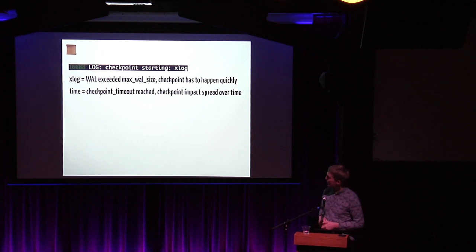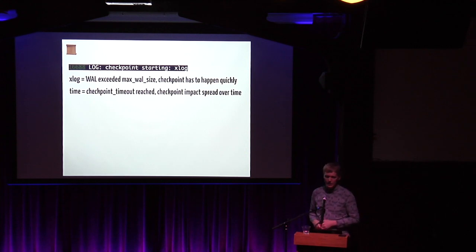Things to look at for checkpoints, right? So checkpoint starting is a very simple log event. You would almost not notice it. But it outputs a very important detail, which is why the checkpoint started. So here, it started because of xlog. Xlog meaning the WAL. There was too much WAL being generated, exceeding the max WAL size setting, and so the checkpoint has to happen right now, because we're exceeding our allocated space for WAL, which is not a good kind of checkpoint.